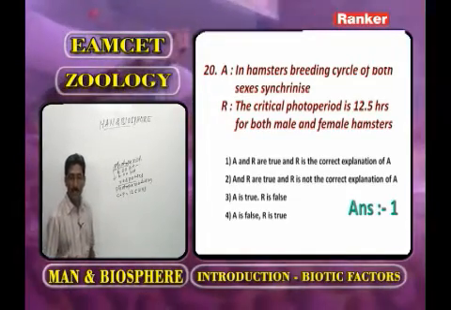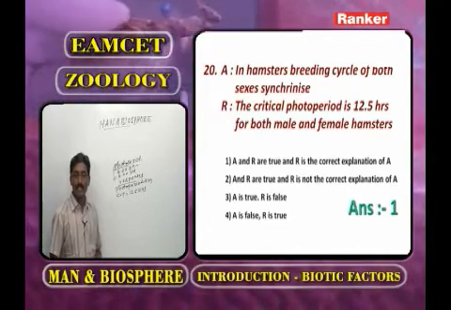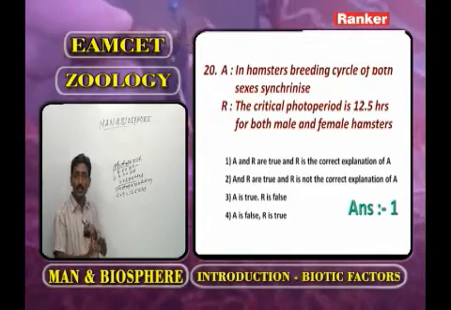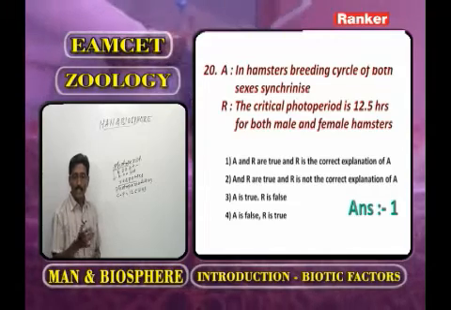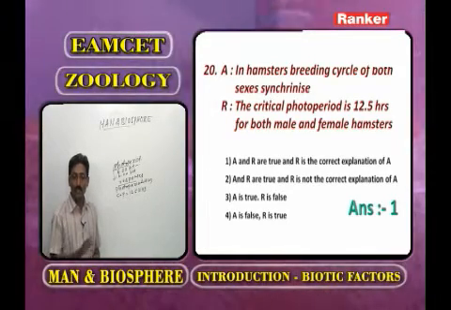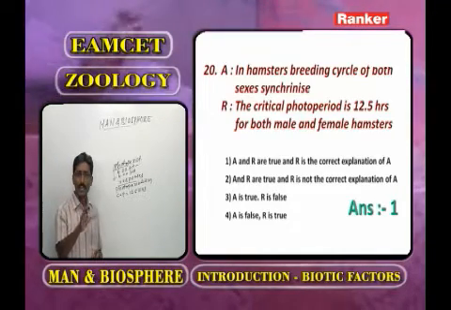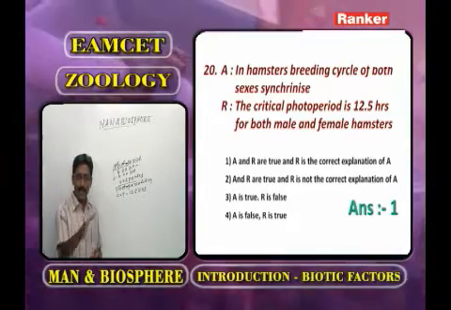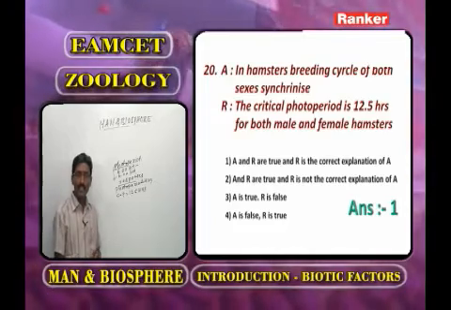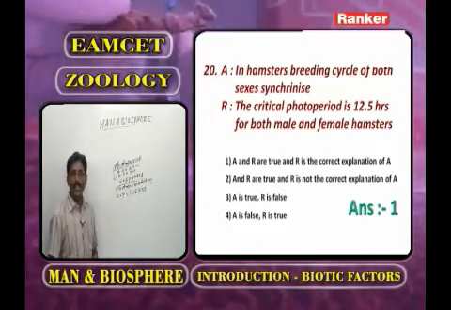Now here is the question. Assertion: in hamsters, the breeding cycle of both sexes synchronize, that means correlated. Reason: the critical photoperiod is 12.5 hours for both male and female. Exactly at the critical photoperiod in both the sexes, the gametes are released and undergo fertilization. Based on this information, both are correct and the reason explains the assertion, A.